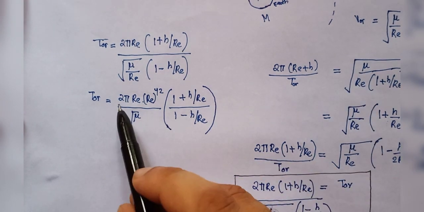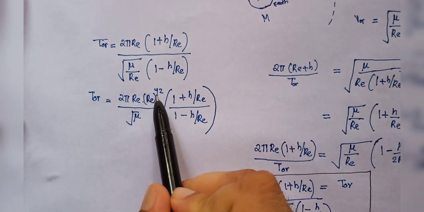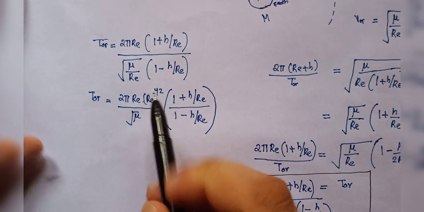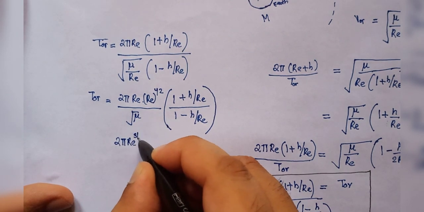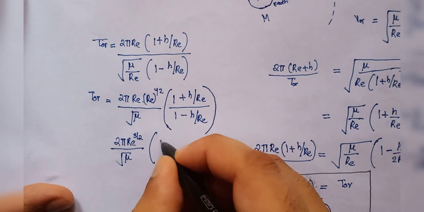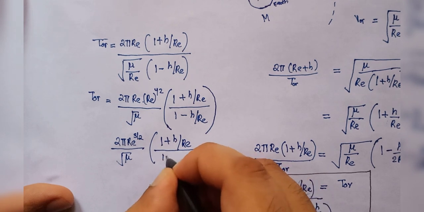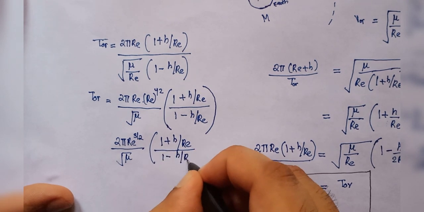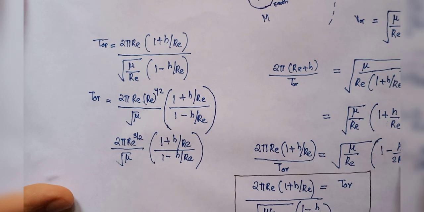That being said, we have 2 pi RE into RE to the power of half. So RE to the power of half into RE should give me 2 pi RE to the power of 3 by 2 divided by root of mu, into this term of height, 1 plus h by RE divided by 1 minus h by RE. And here we have made a mistake, because there should always be a 2 here.